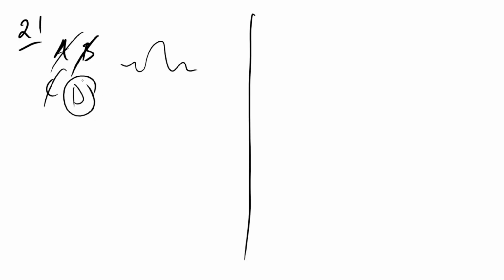21, what pattern is produced from a single slit? They're not equally spaced. Narrow central maximum? No, we know it's a wider central maximum, don't we? It's like that. Few bright fringes? Nope, it's got to be D. Wide central max with narrow side fringes. That is correct.